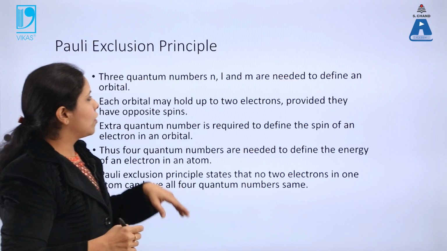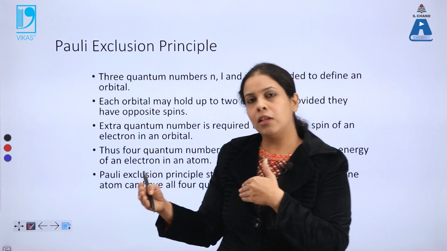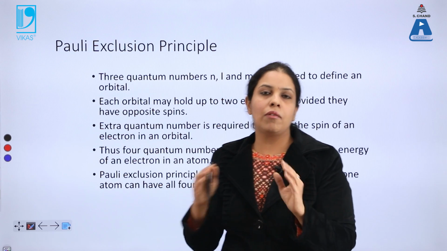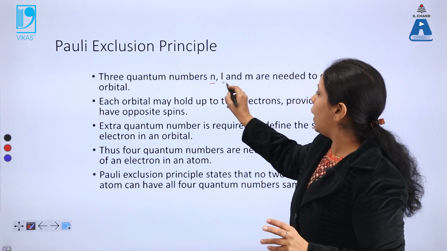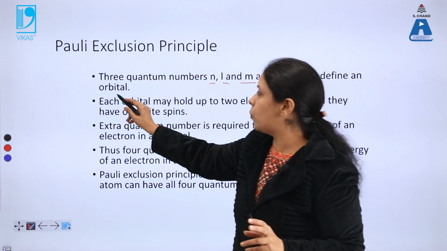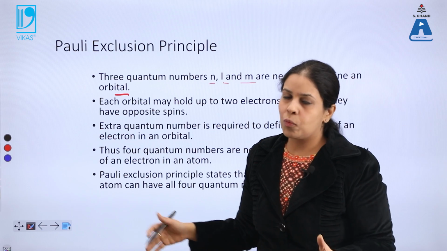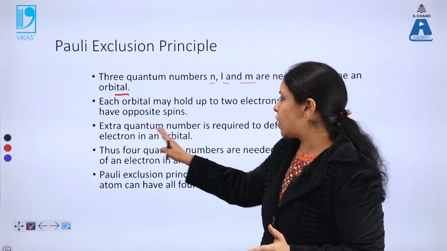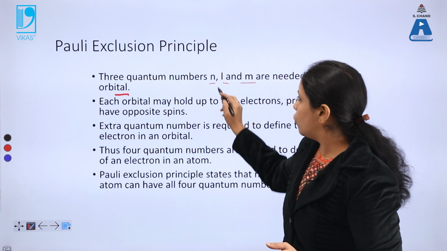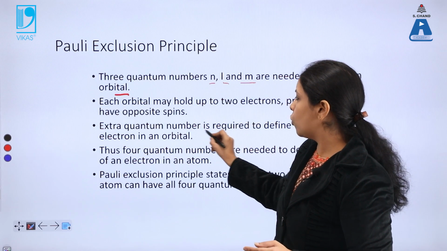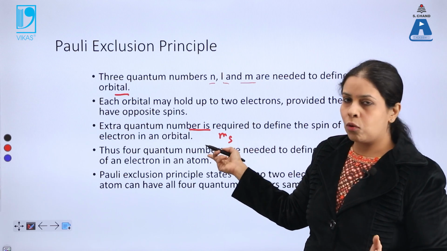So what is the Pauli exclusion principle? It says that when we are calculating the energies, the values of the 4 quantum numbers have to be different. 3 quantum numbers n, l and m are needed to define an orbital. Each orbital may hold up to 2 electrons, provided they have opposite spin, which we have already discussed. An extra quantum number is required to define the spin of an electron in an atom. So these are 3 quantum numbers, and the 4th quantum number is ms, which defines the spin. That is the spin quantum number.